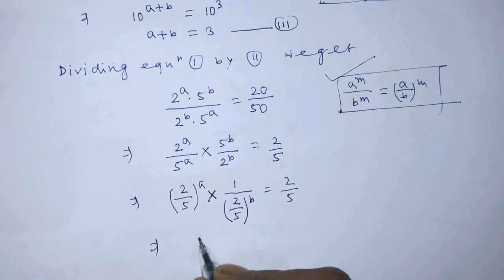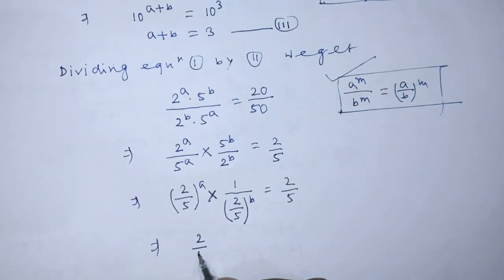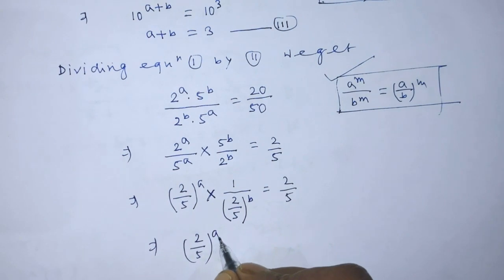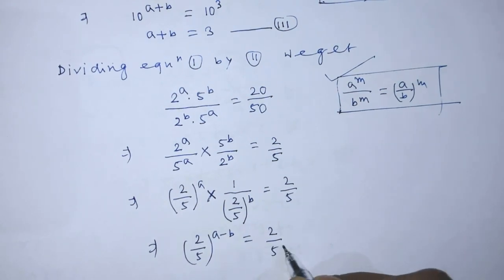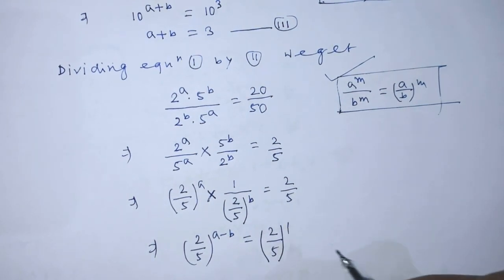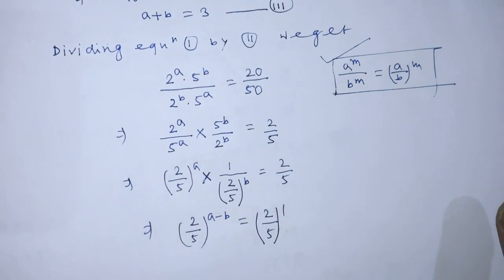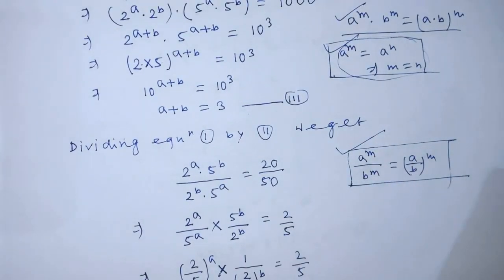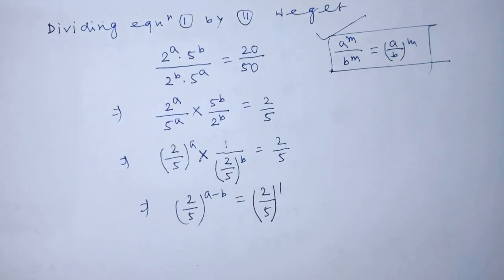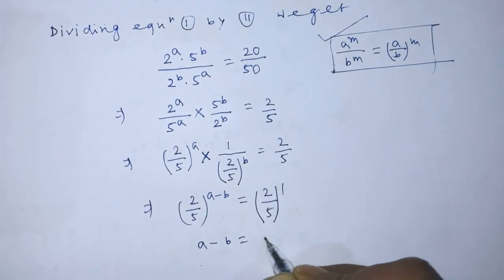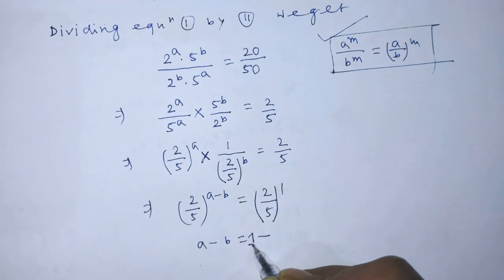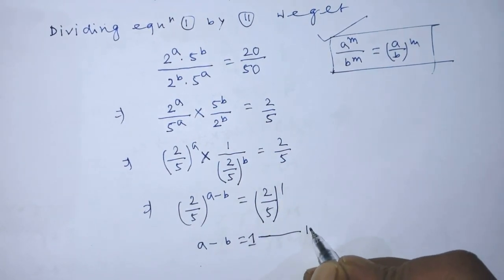We can write from the left hand side 2 over 5 whole to the power a minus b is equal to, on the right hand side, 2 over 5 whole to the power 1. So student, according to this formula we can write a minus b is equal to 1. This is equation number 4.